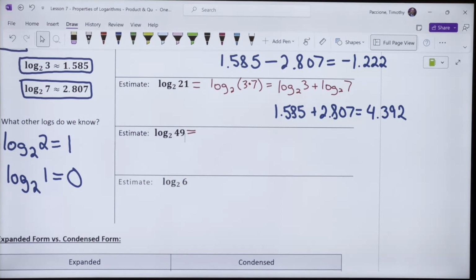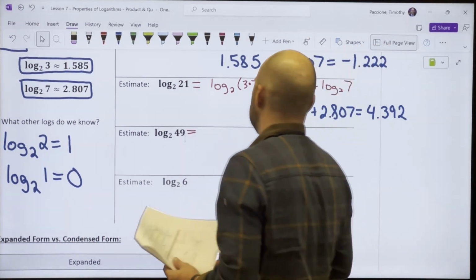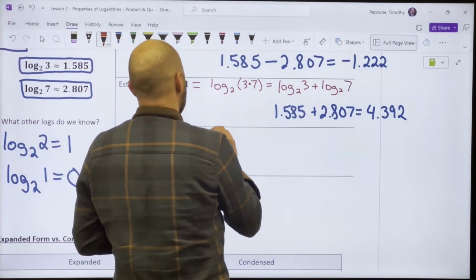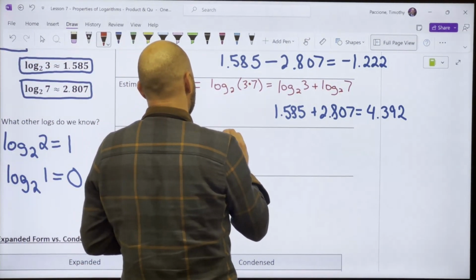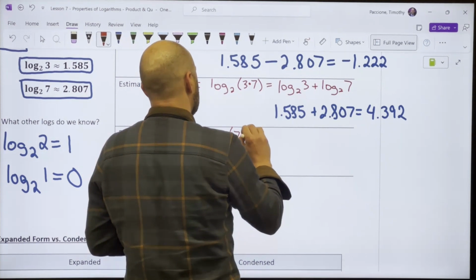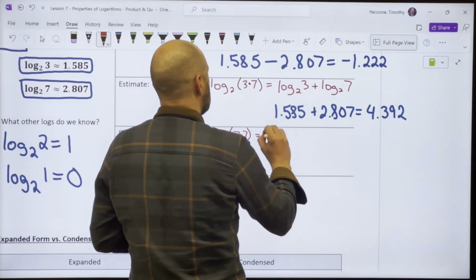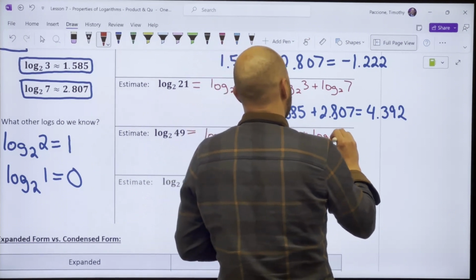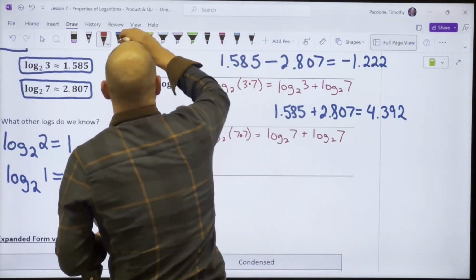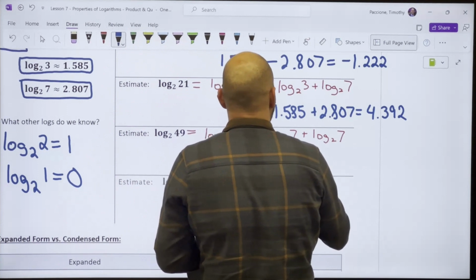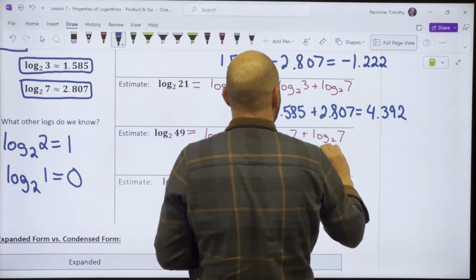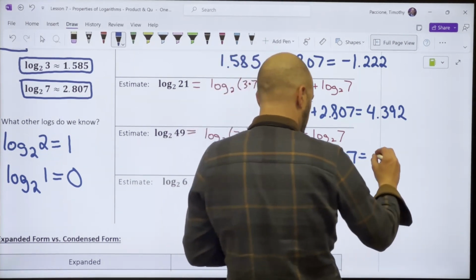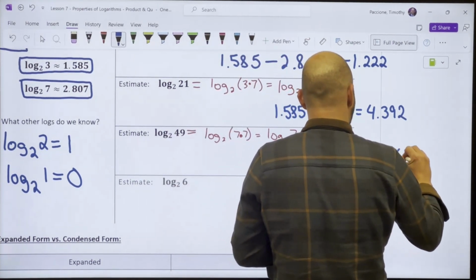Log base 2 of 49. What does that have to do with anything? It is 7 times 7, so I can rewrite it that way. Log base 2 of 7 times 7, and that's log base 2 of 7 plus log base 2 of 7. Or, as we know that to be, 2.807 plus 2.807, which is? Yep.